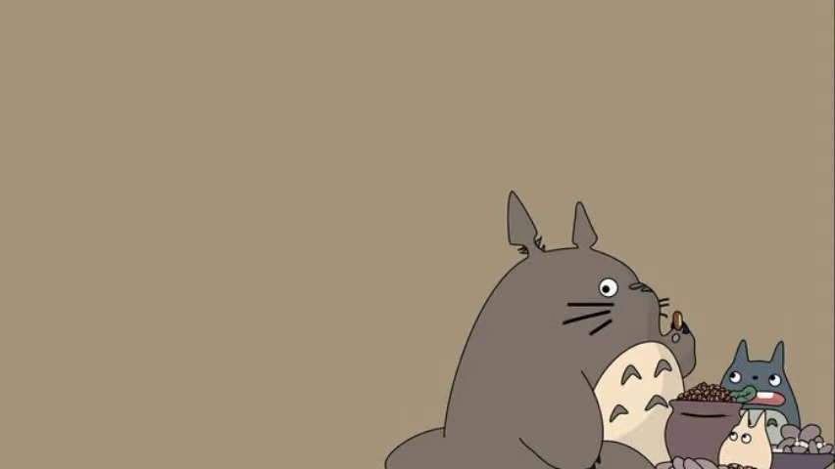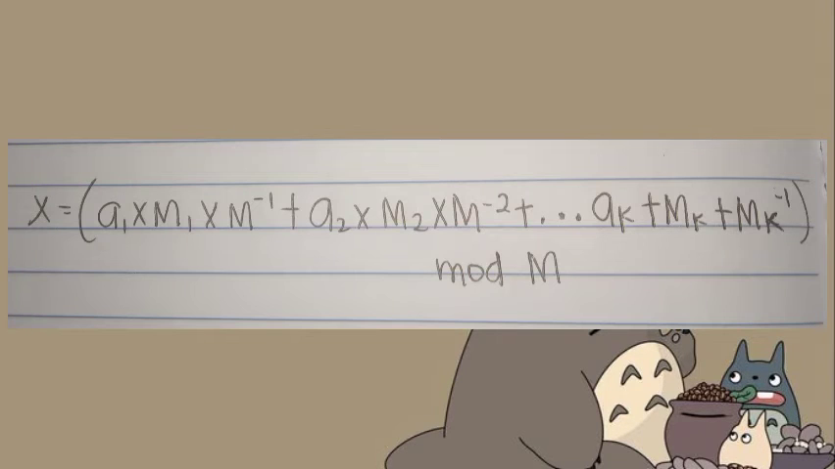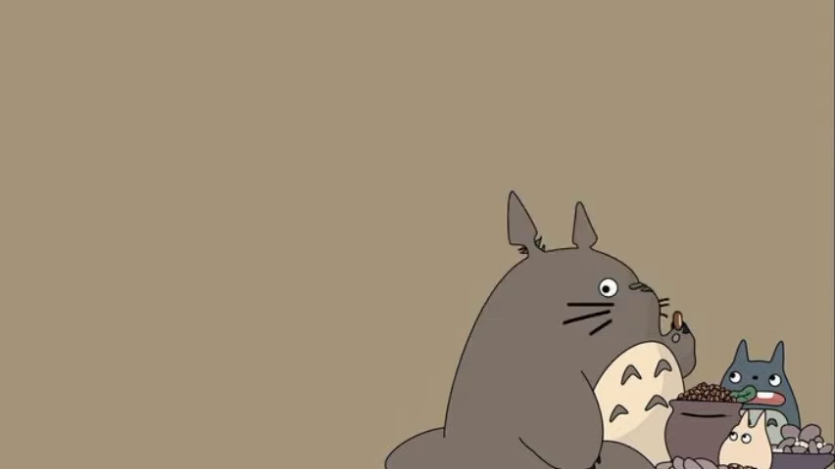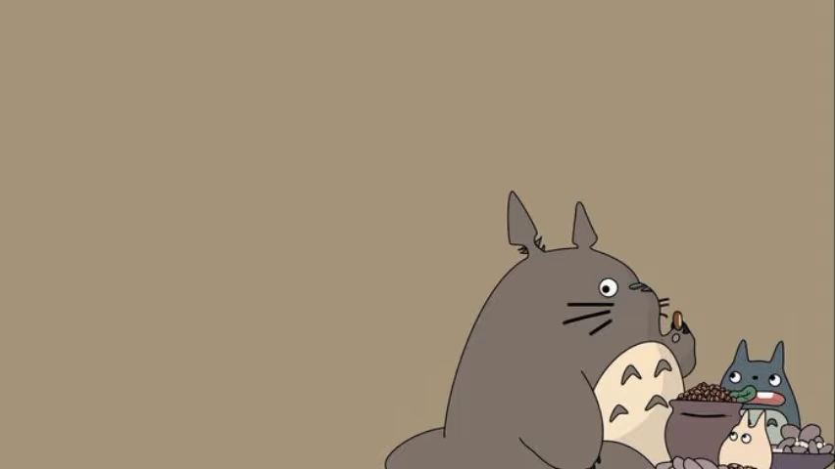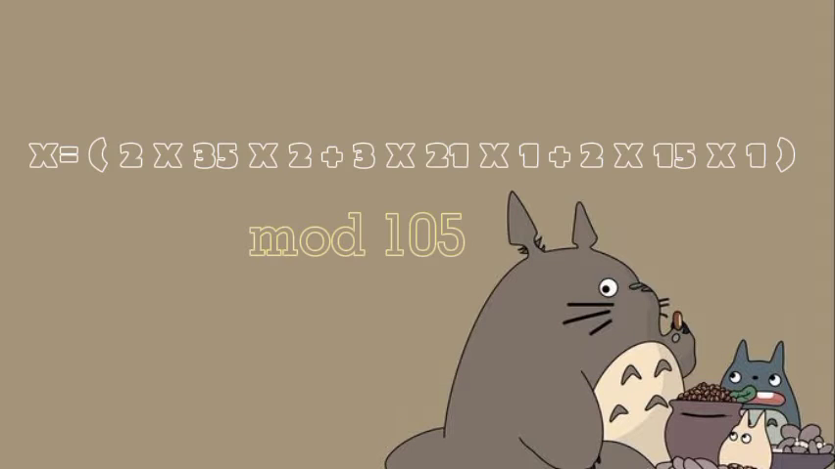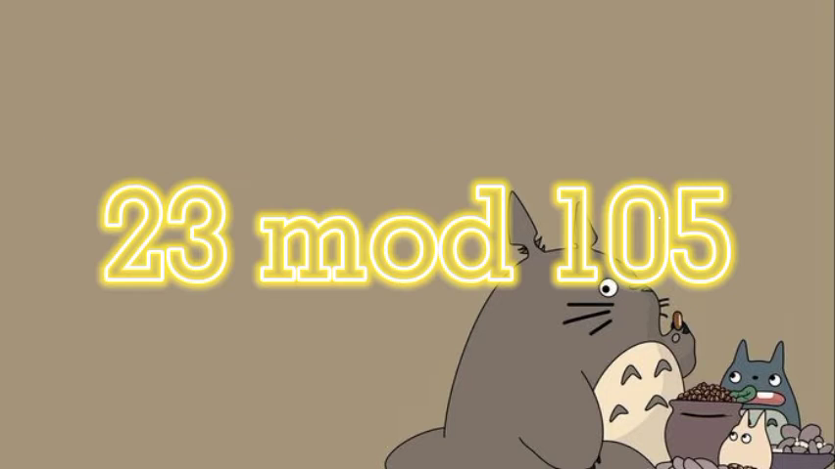So let's write the formula. After writing, just simply substitute all the answers from step 1 to step 3 into this given formula. After multiplying all the values, the unique answer must be 23 mod 105.